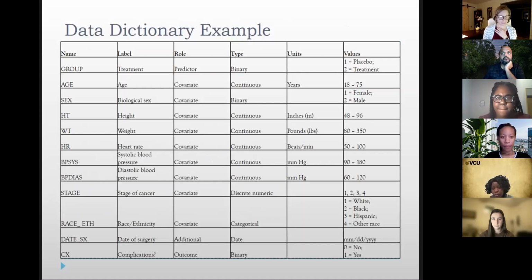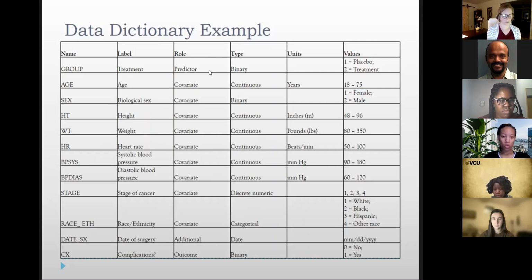And so here's an example of a data dictionary. As you can see, we have the name for each one of our variables. So we have group, age, sex, we have HT for height, WT for weight, etc. And then we have the labels that we want for each of those. So this is what we would see in a report or something of that nature here.